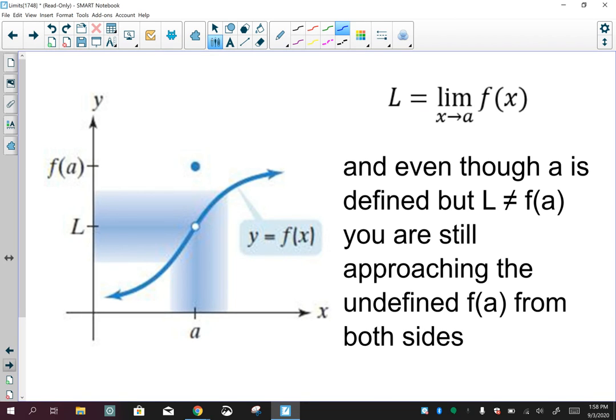Again, this is okay because the purpose of a limit is, what am I approaching? I have to be approaching something. So if I'm looking at the graph, I'm still approaching something from both sides. So I'm good. Everything is good. I have a limit here.